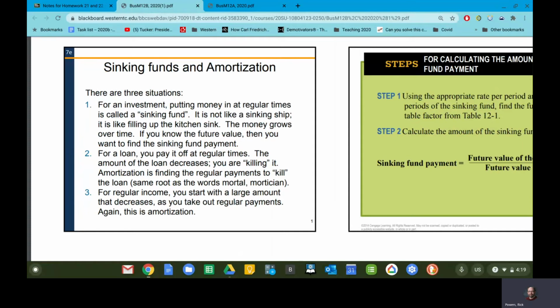What's the third scenario? The third scenario is that you start with a large amount of money and then it comes out in income. And so you started with, let's say, $100,000. You take it out. You are amortizing that large amount by taking out the income. So you can do a sinking fund payment if you're doing an investment. You can do an amortization for a loan. You can also do amortization for regular income or withdrawals, if you want to say.